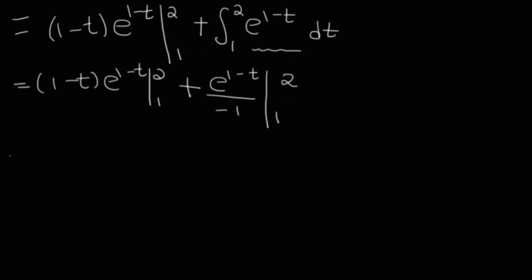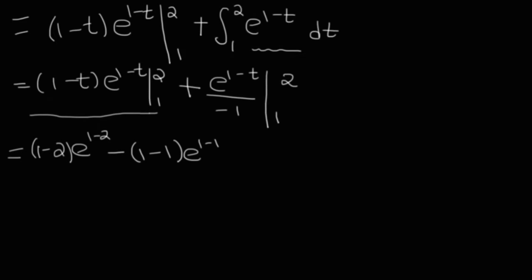Okay, so continuing this onwards, now you can evaluate. Remember that you're subbing in the top number first and then the bottom number second. So I'm going to do 1 minus 2, e to the 1 minus 2, minus 1 minus, hold on. Let me just undo that. Oopsies. 1 minus 1, e to the 1 minus 1. So that was for this part right here. Okay, and then I'm going to do plus e to the 1 minus 2. I'm subbing in the 2 again before.